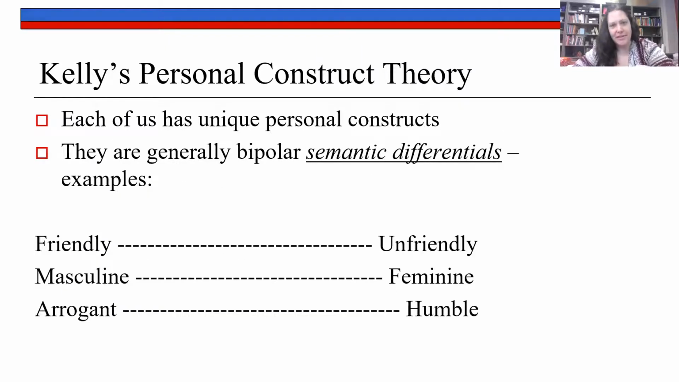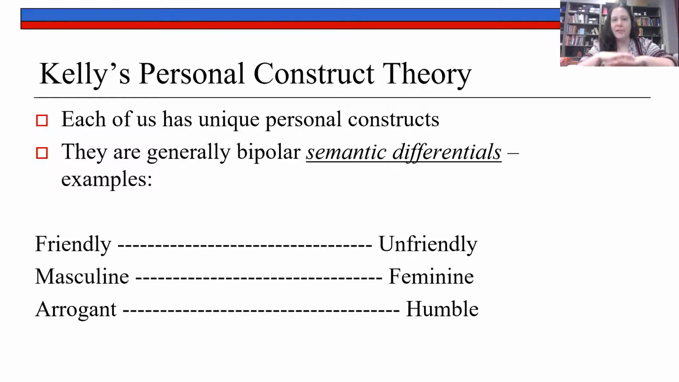So he says each of us has a unique set of personal constructs that we tend to use to make meaning out of the world. And he thinks about constructs as these kind of continua or spectrums of semantic differentials. So I used that term before spring break. Hopefully you remember it. Semantic differential is this kind of continuum where you have two words or terms on opposite ends of the spectrum, and they're opposites of each other. So friendly versus unfriendly, masculine versus feminine.